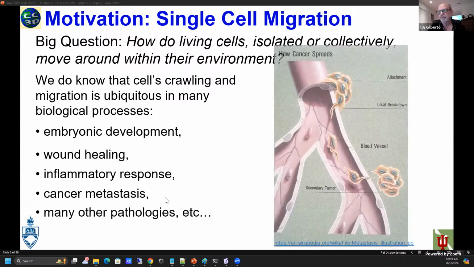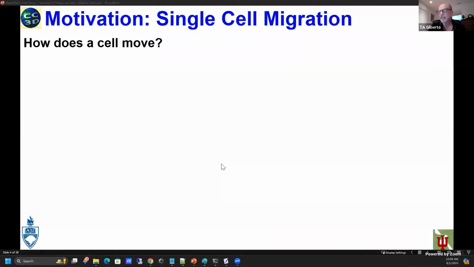Also, cancer metastasis is a process where single cell crawling is very active. The cells move through the bloodstream, and eventually they get out of the blood vessel and form another blob of cancer cells, and you have metastasis. So cell crawling is of very big interest for us.